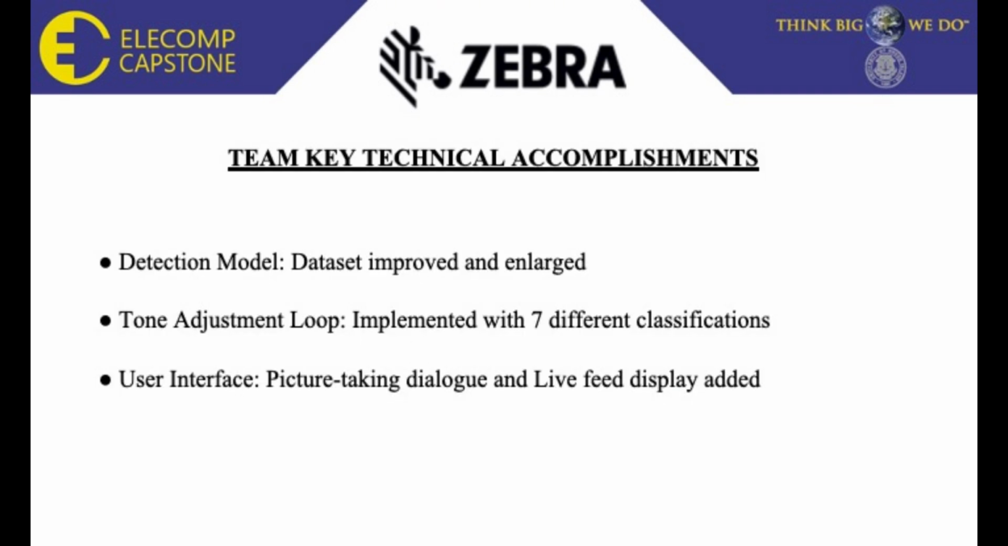So here is a summary of our team's technical accomplishments. For our project, we developed an object detection model, and this semester in particular, that dataset was improved and increased in size. We have a functional tone adjustment loop, which is implemented with 7 different classifications for the type of printing setting that we want. And lastly, we also have a user interface now for the picture taking and live feed display of the images.